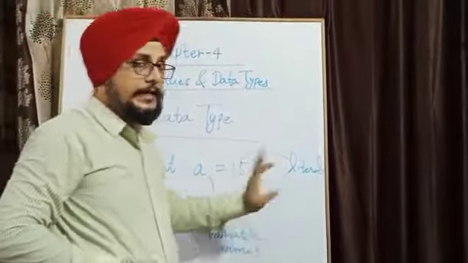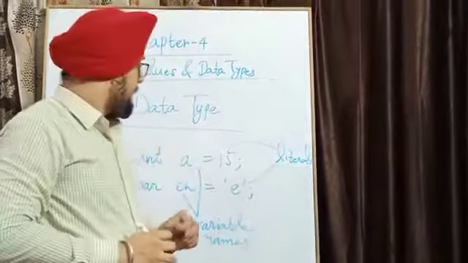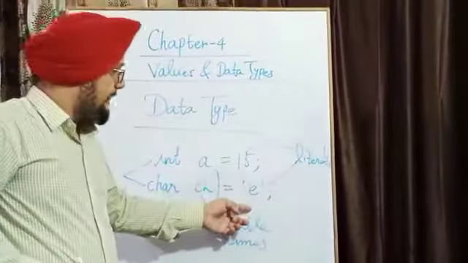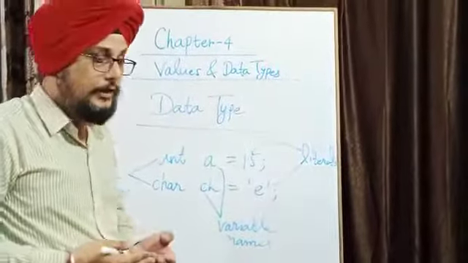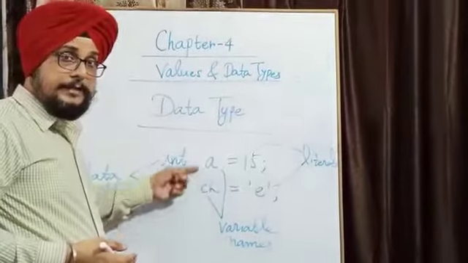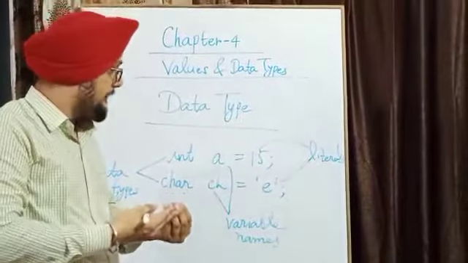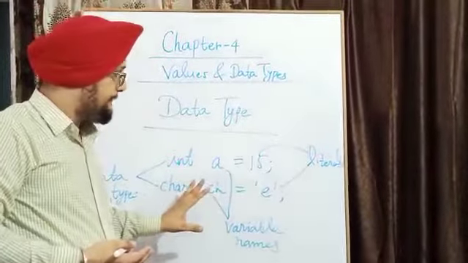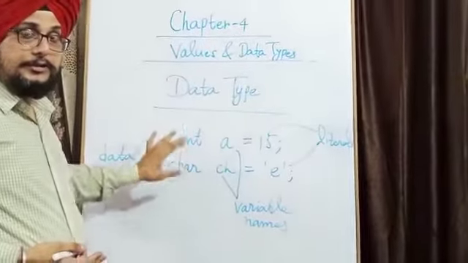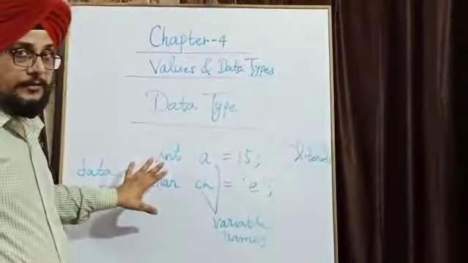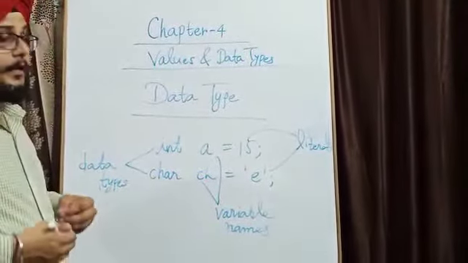About literal, I have already told you, literal means constant value, fixed value, which will never be changed. So it may be a number, a character, a string, a double value, or a float value. Variable names are changeable. The user gives the variable name according to his or her choice. And these two keywords which I have written here, int and char, are data types.